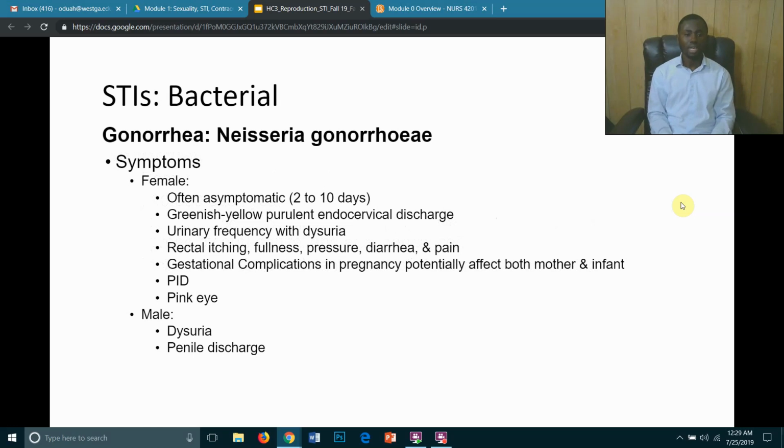The infection can be asymptomatic in both men and women, but women have more asymptomatic or silent infections. Women most often do not have any signs and symptoms as compared to men. If symptoms are present, men usually notice dysuria, which is painful urination, and penile discharge that can be either profuse, yellowish green fluid, or scant, clear fluid.